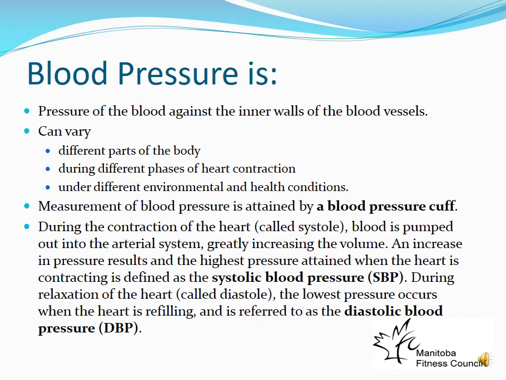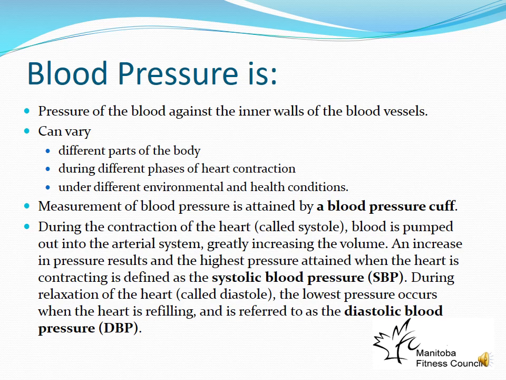During contractions of your heart, which is called systole, so when that left ventricle is contracting to send blood out into the body, we call that systole. Blood is going to be pumped out into the arterial system, which greatly increases the volume. So you get that wave of blood coming through. This results in an increase in pressure, and it's also the highest pressure that will be experienced through the cycle of the heart. So this is your systolic blood pressure. The systolic blood pressure is the pressure in the vessels when the heart is beating. So it will be a higher number.